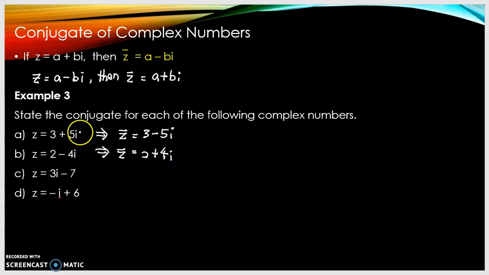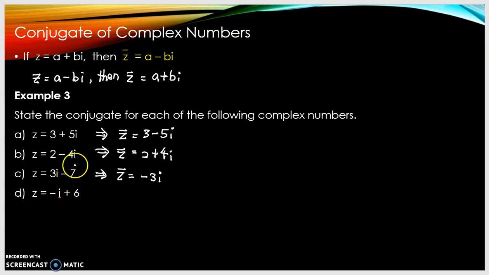If the imaginary part before this is positive, now it will become negative. If the imaginary part is negative, now it will become positive. Now we look at question C. z is equal to 3i minus 7. You can see that now our imaginary part is in front. So the conjugate of z is equal to, from positive 3i to now become negative 3i.